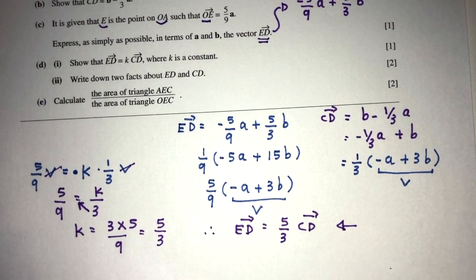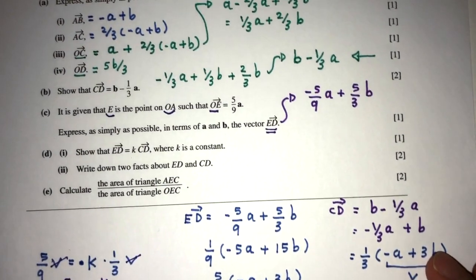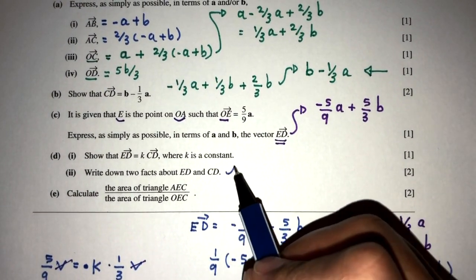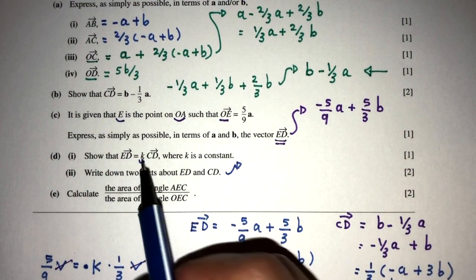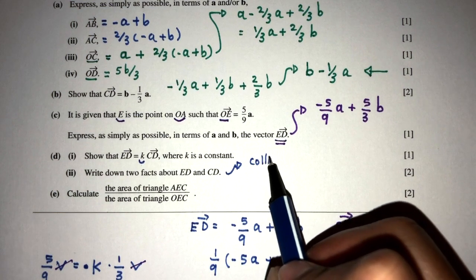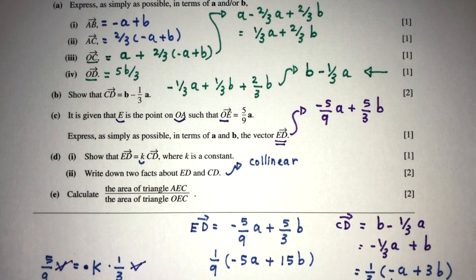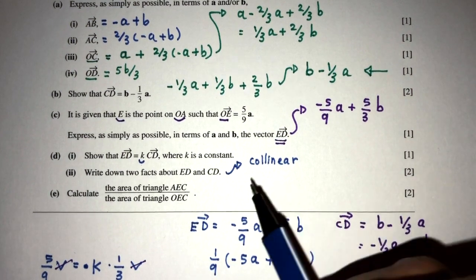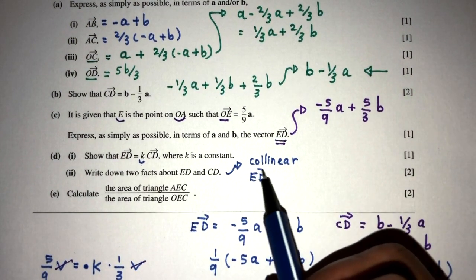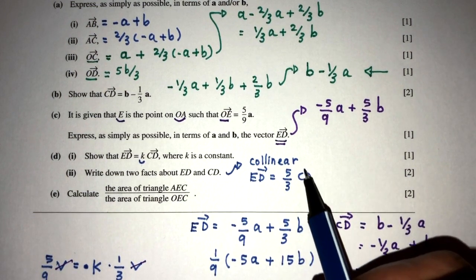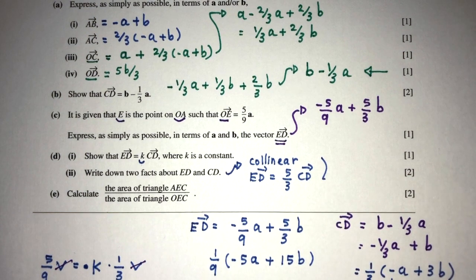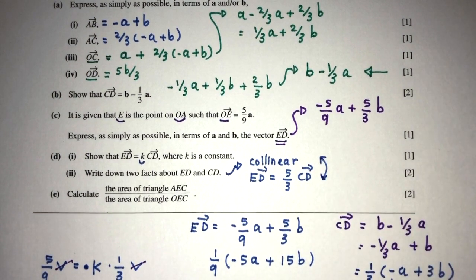Okay, so that will be part D1. Now for part 2, what can we write? Part 2 here. So write two facts about ED and CD. So one we can write, because they are a multiple of each other, you can write down they are collinear. Collinear means they lie on the same line. And then you can show that ED is equal to 5 over 3 CD. So you can write that as well for the two facts about them. Okay, so that will be your answer for part 2 of D.